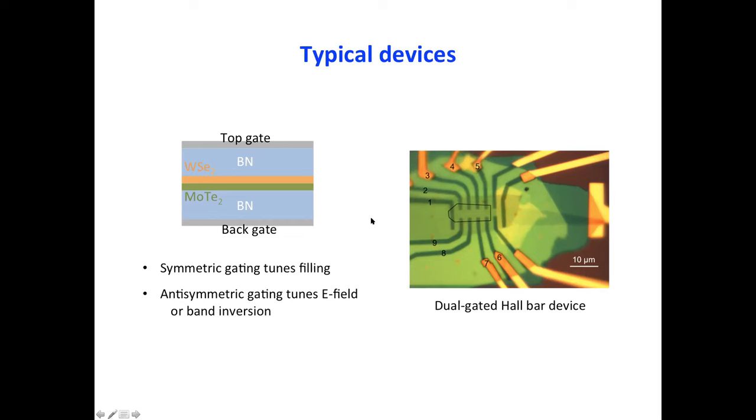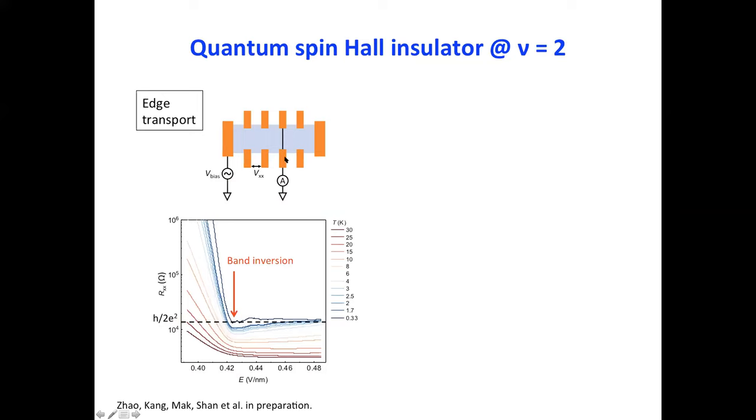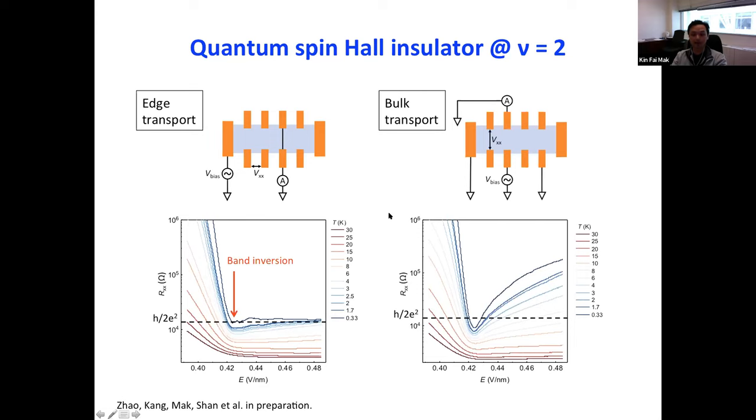I see. Thank you very much. Actually, the contact can be so good around nu equals two that even in a 2-point measurement, you can see very good quantization. The contact resistance is only a few hundred ohms around this nu equals two, because we're dealing with a density of 10 to the 13 already at nu equals two. I hope this answers your question. Thank you very much.